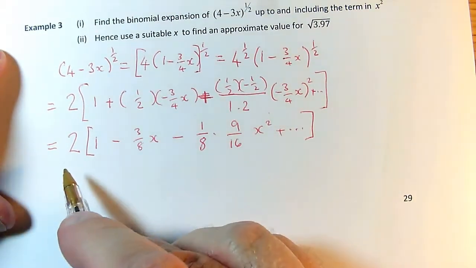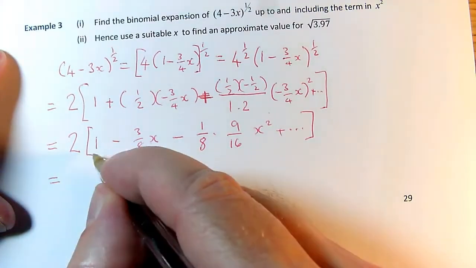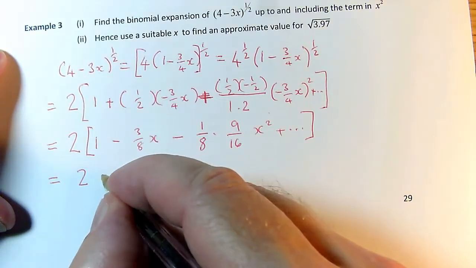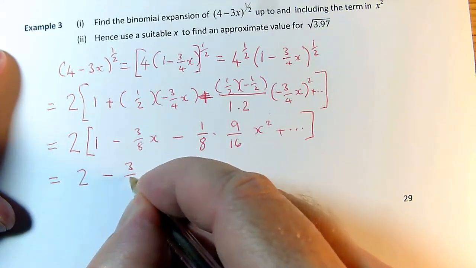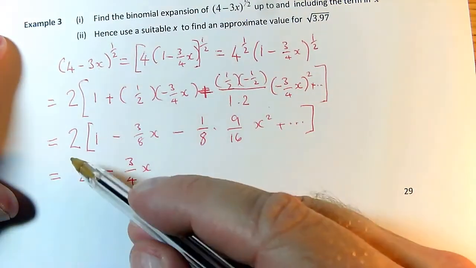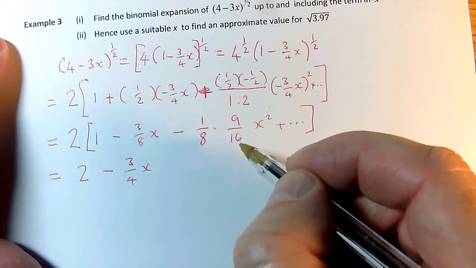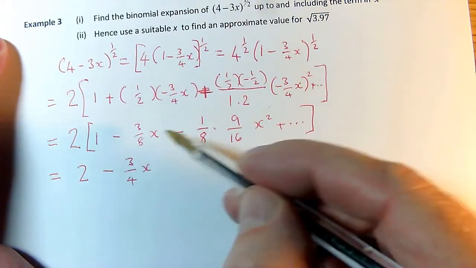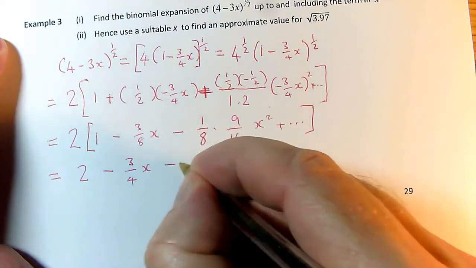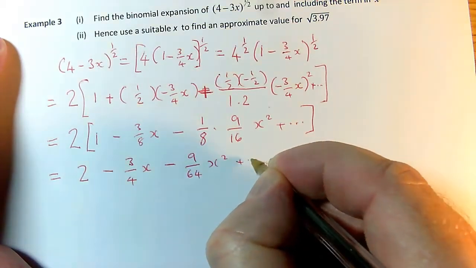Now finally I can take the 2 into account, I can do this multiplication, and I can get my final version. 2 times 1 is 2. 2 times minus 3/8 x is minus 6/8 x, but that's minus 3/4 x. Again, your calculator can help here. 2 times minus an eighth times 9/16. Well, 2 times an eighth is a quarter, so I can use that to simplify. This is going to be minus 9/64 of x squared plus dot dot dot.